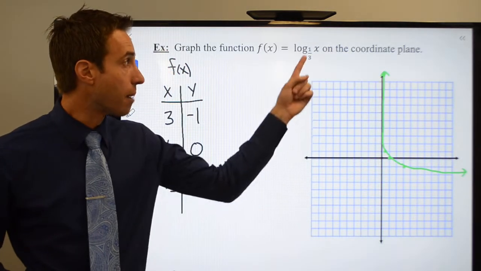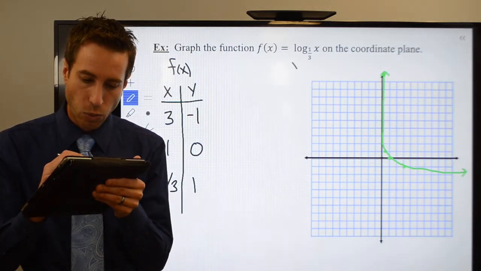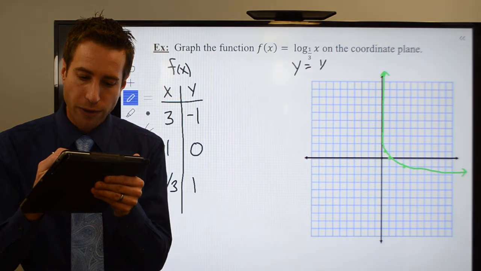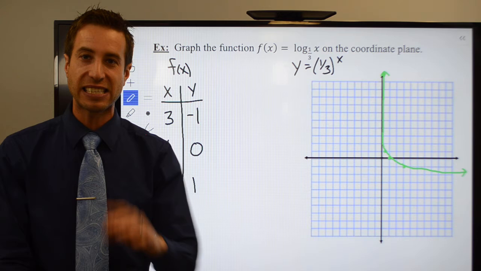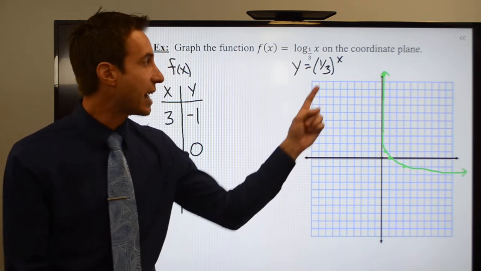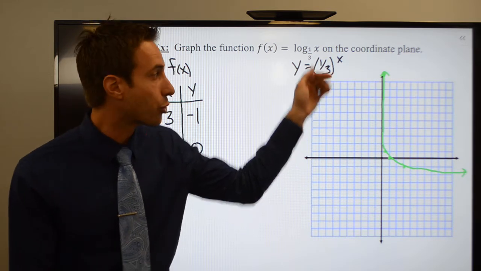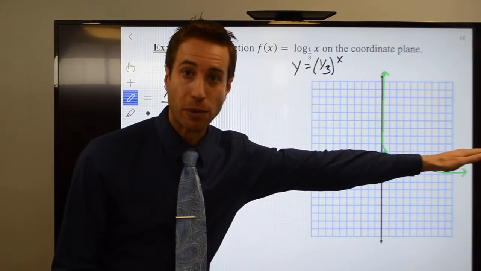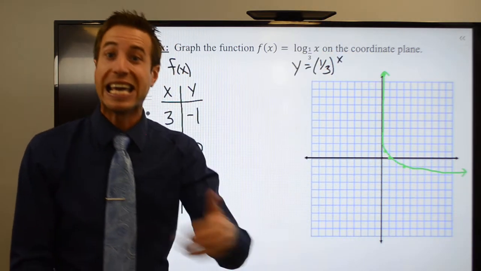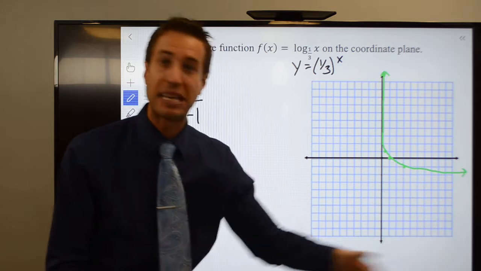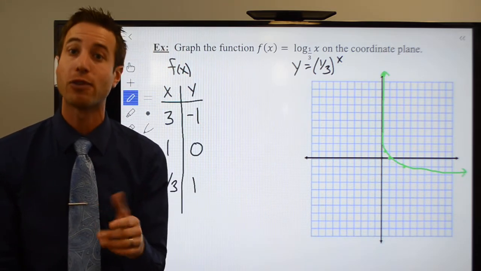Guys, on this problem, the inverse is going to be y equals 1/3 to the x power. And I made a huge deal of this in chapter 7, section 1. Whenever the base is a fraction, your function is going to decrease from left to right. So because my exponential looks different, it would make sense that this logarithm is also going to look different. They should still be mirror images of each other, however, when I graph them.